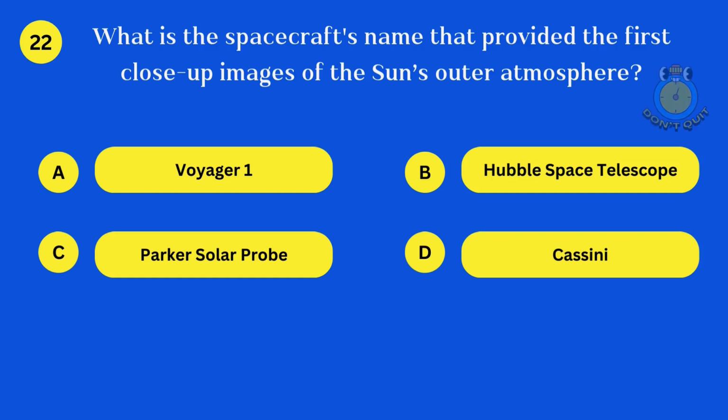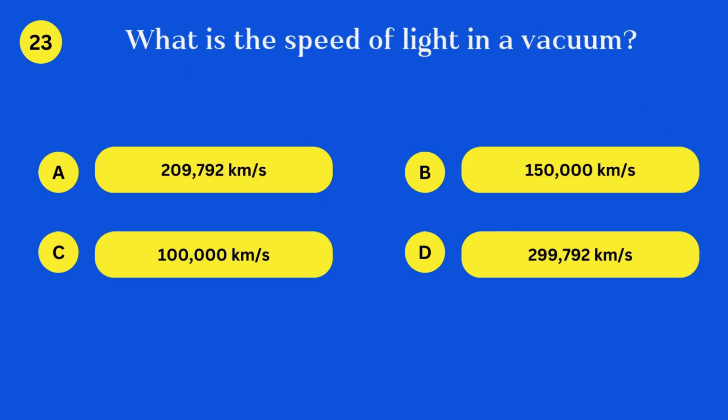Cassini. Correct answer is C. Parker Solar Probe. What is the speed of light in a vacuum? A. 209,792 kilometers per second. B. 150,000 kilometers per second. C. 100,000 kilometers per second. D. 299,792 kilometers per second.